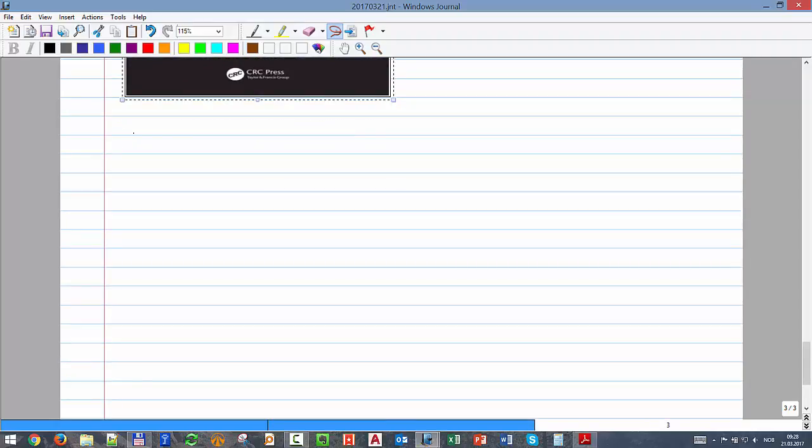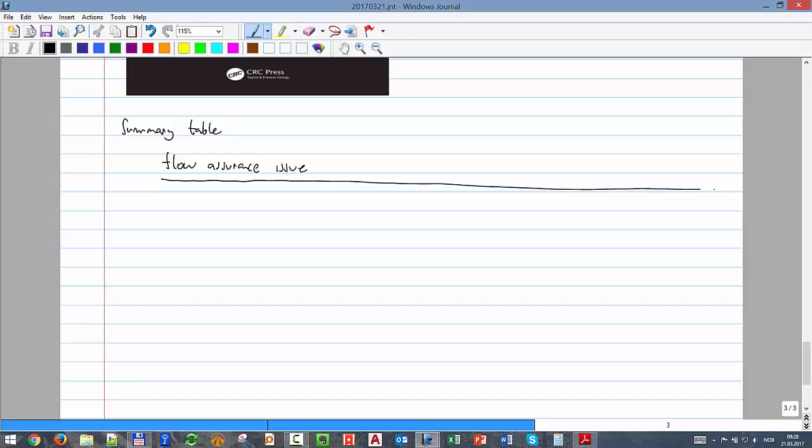So let's make kind of a summary table. Okay, from the flow assurance issues, and the main consequence, and then we are going to say just the corrective measures that are usually applied. So let's start first by saying slugging, for example.